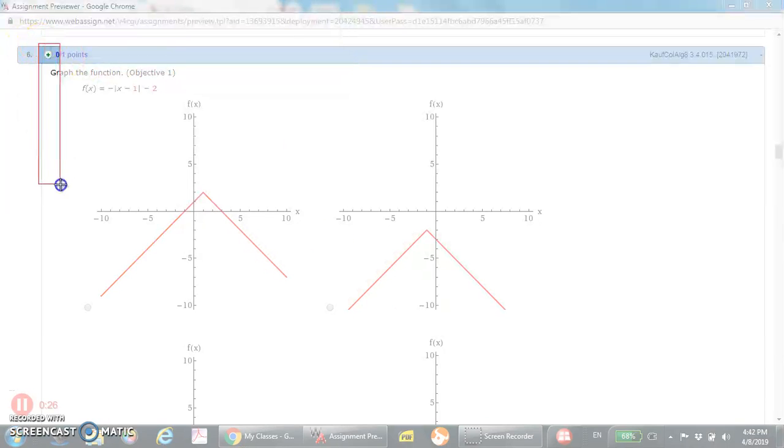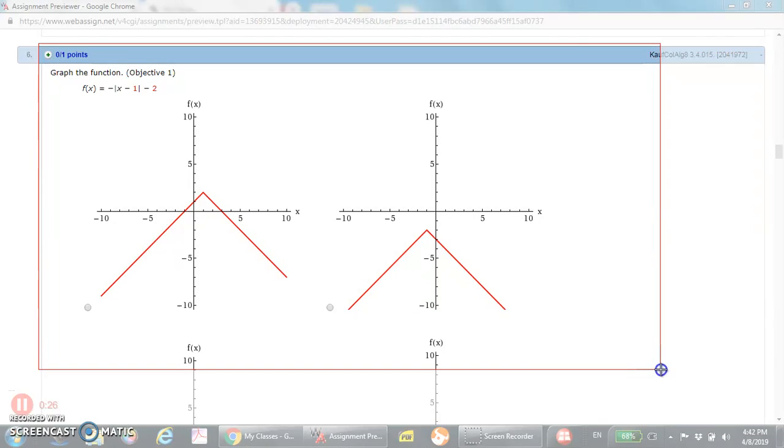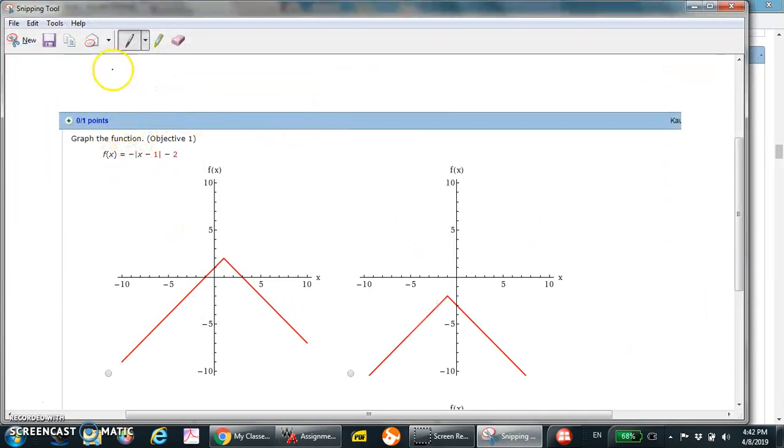The basic function here is the absolute value function y equals the absolute value of x. And then next, we need to determine how many transformations this function involves. So there is a horizontal shift, right? And there is a vertical shift.